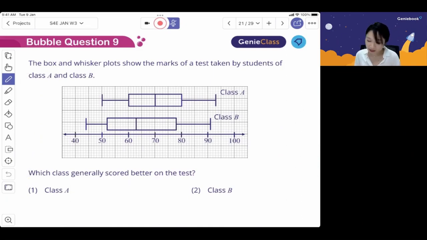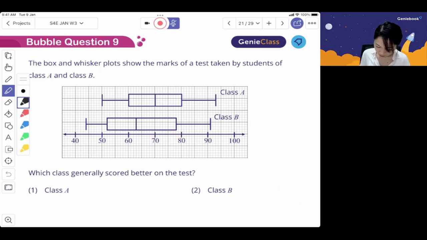Now, bubble question 9, practice your application. This continues, it's the same question. Now you have two classes, class A and class B, students from these two classes. Which class generally scored better? They are asking about the general performance. You have 30 seconds for this. Your time starts now.